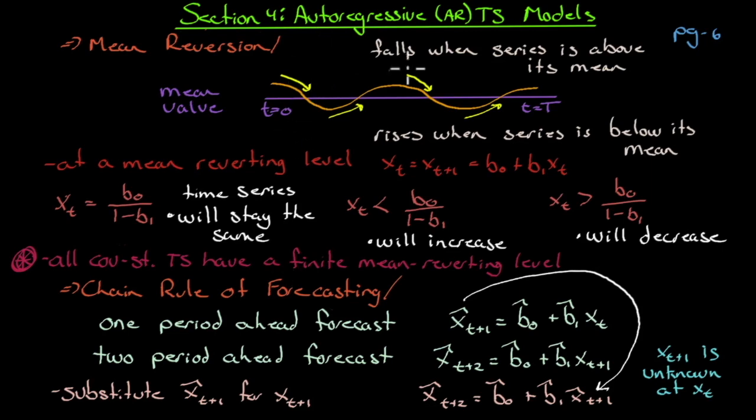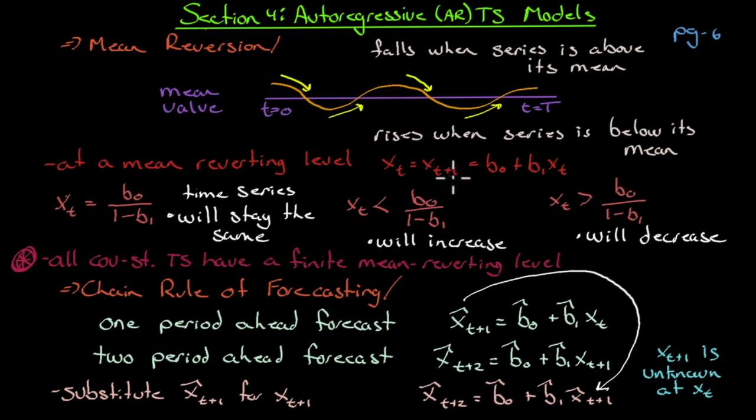Mean reverting means that the value of the time series tends to fall when the series is above its mean, and it tends to rise when the series is below its mean. And again, remember, it's got to be covariance stationary. At a mean reverting level, what we're saying is that the value that we observe today in the time series will be the value we observe one period from now.